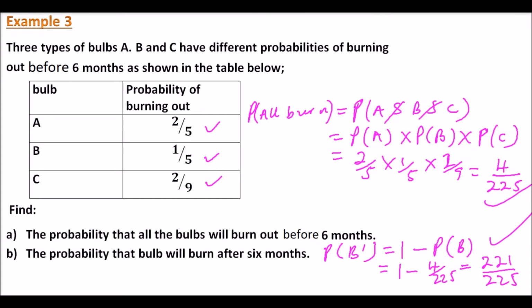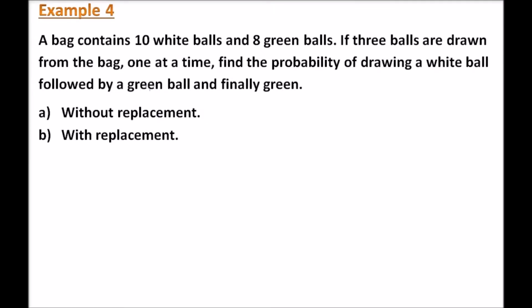before 6 months. Our example 4: a bag contains 10 white balls and 8 green balls. If 3 balls are drawn from the bag, one at a time, find the probability of drawing a white ball followed by a green ball and finally green.